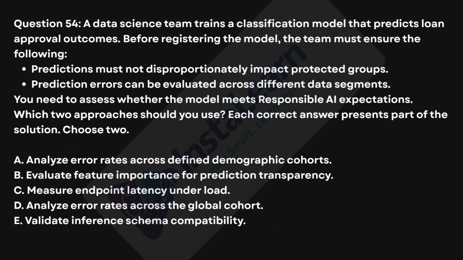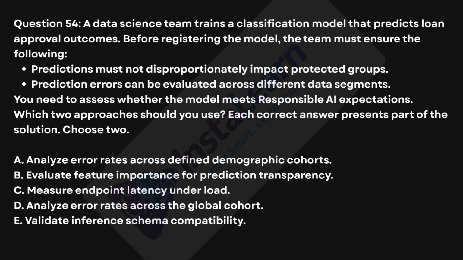Question 54. A data science team trains a classification model that predicts loan approval outcomes. Before registering the model, the team must ensure the following: predictions must not disproportionately impact protected groups. Prediction errors can be evaluated across different data segments. You need to assess whether the model meets responsible AI expectations.